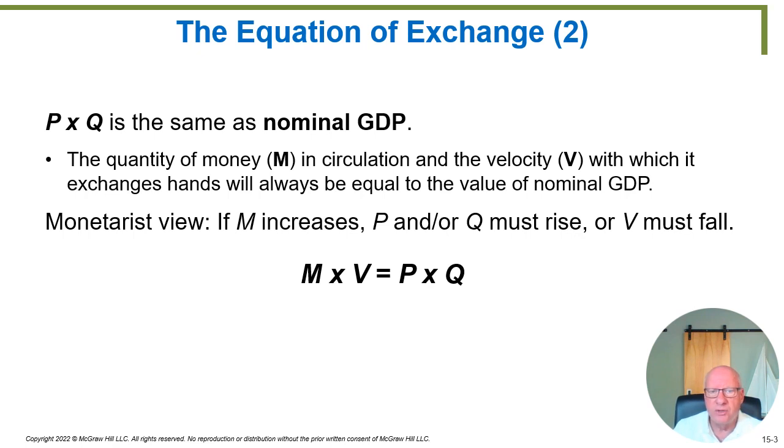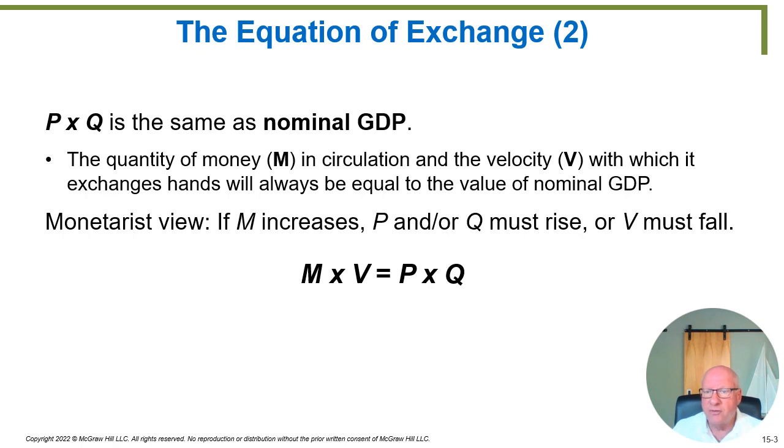So the monetarist view is, if the M increases, as you see in this formula, and you can do the math in your head, if this number increases, in order for this equal sign to be true, something has to change. Either the V has to fall for the rising M, or the P times Q has to rise in order for that equal sign to be true.